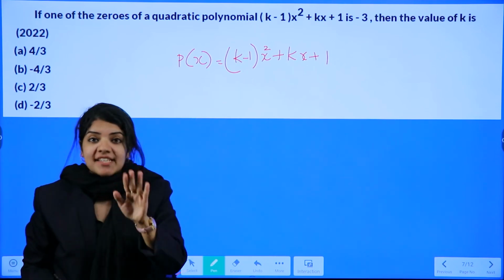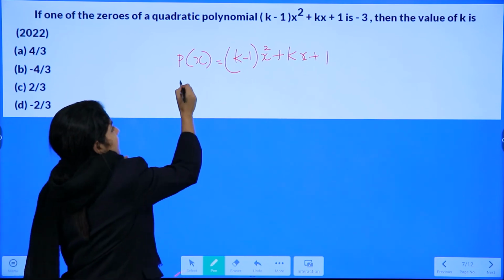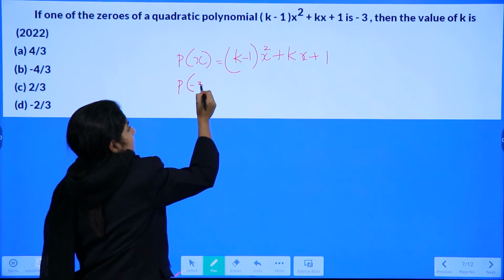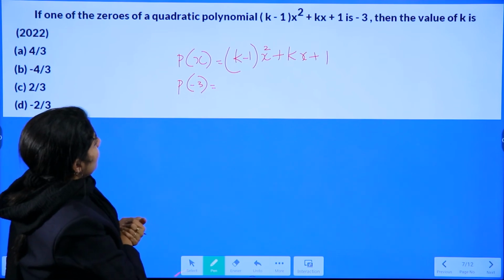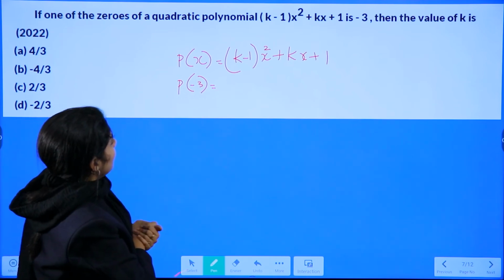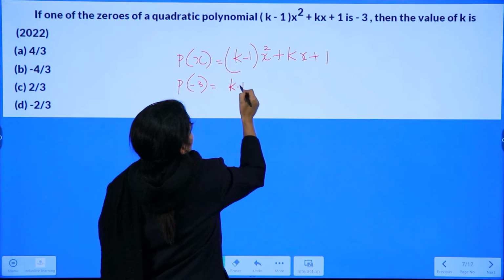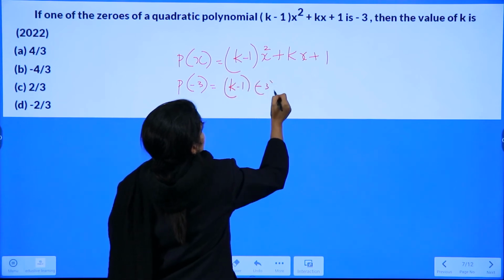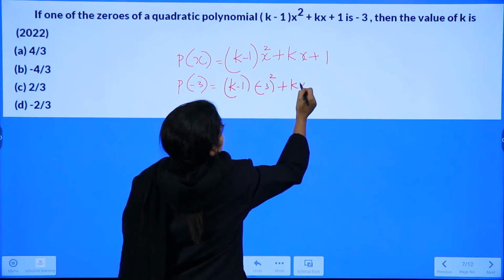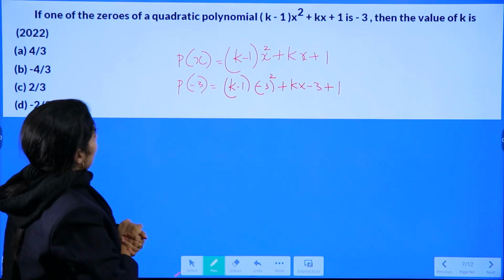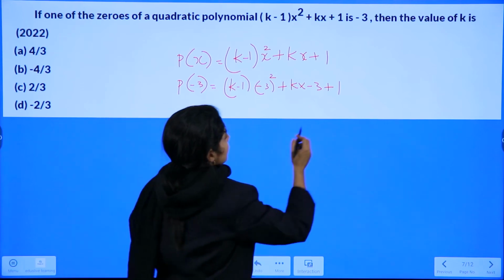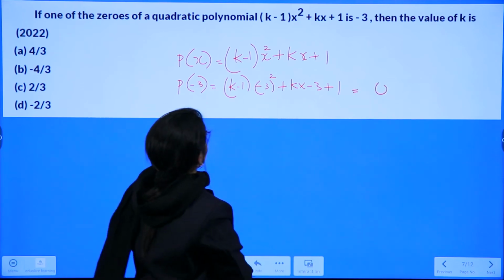That means the x value is minus 3. So we will substitute x as minus 3. Okay, so that is p of minus 3 equal to k minus 1 into minus 3 whole square plus k into minus 3 plus 1, and that is equal to 0.